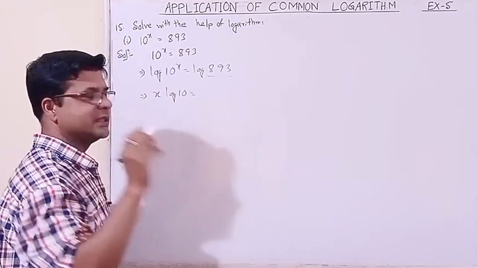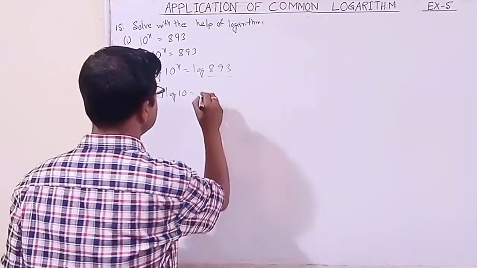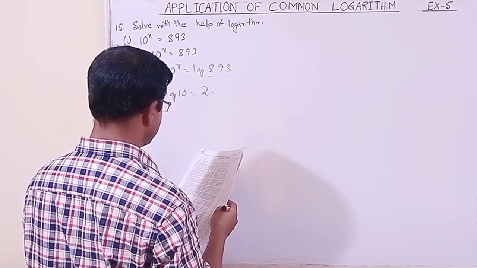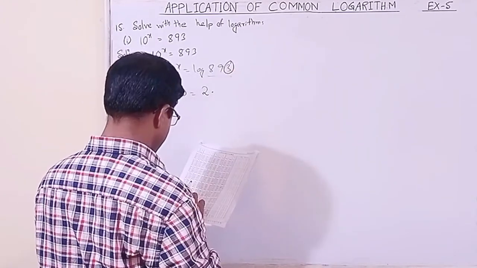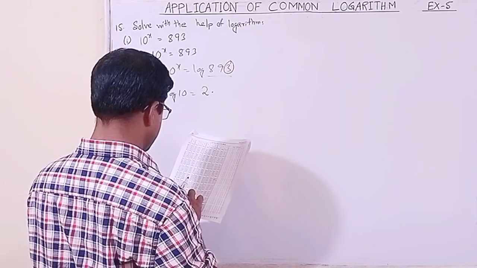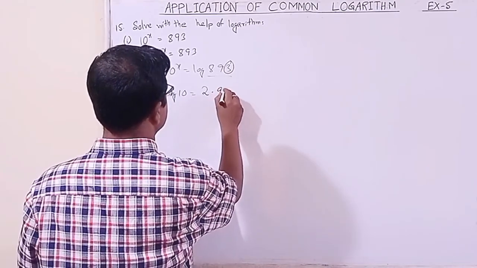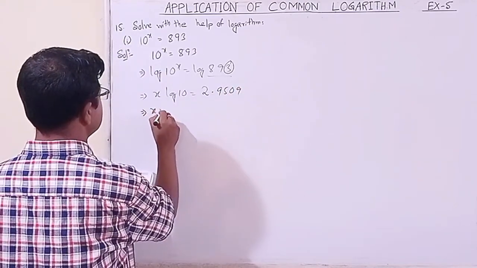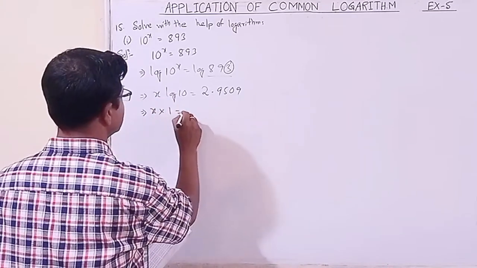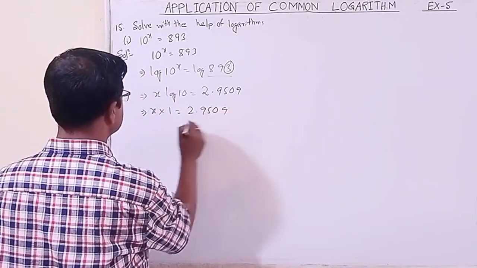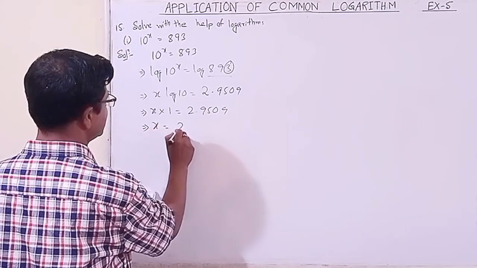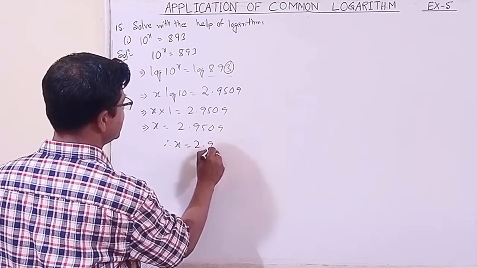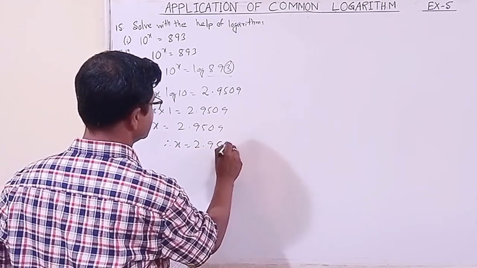There are 3 digits, so the characteristic will be 3 minus 1, that is 2. The mantissa for 893 is 9509. So x into log 10, whose value is 1, equals 2.9509. So x into 1 is x, which is 2.9509. You see, the sum is so easy.